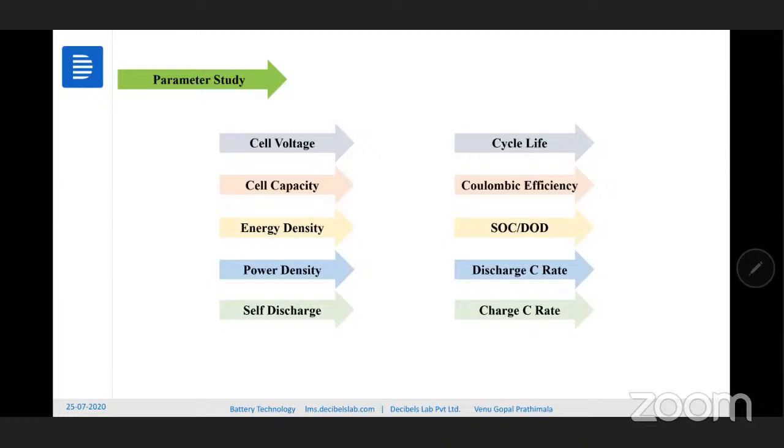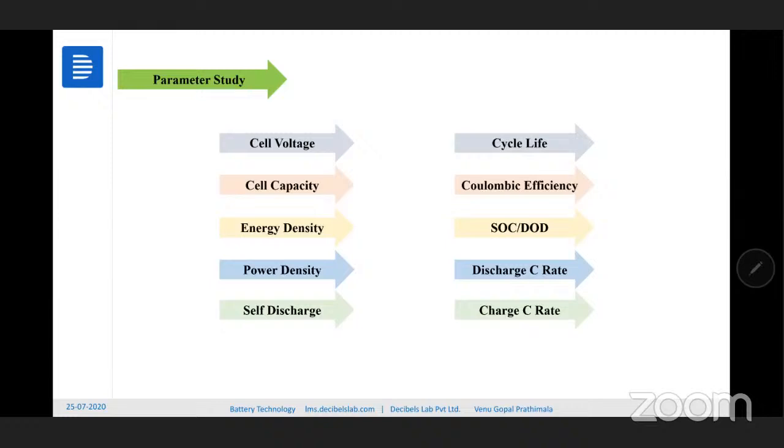Okay, cool. Then we'll start with the third part of the session, that is parameter study. The main aim of this parameter study is that in the last week and this week, we have seen many new terms. I just want to give clarity on all these terms, what exactly they mean, how they have to be used and where they have to be used.